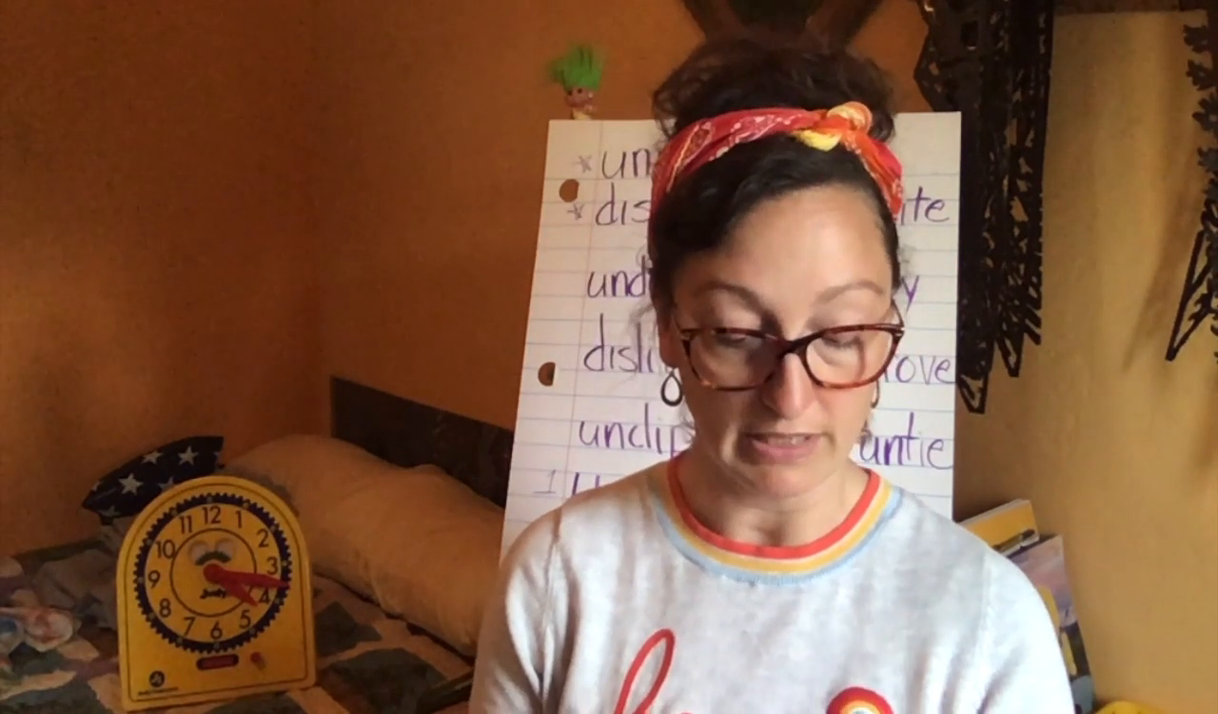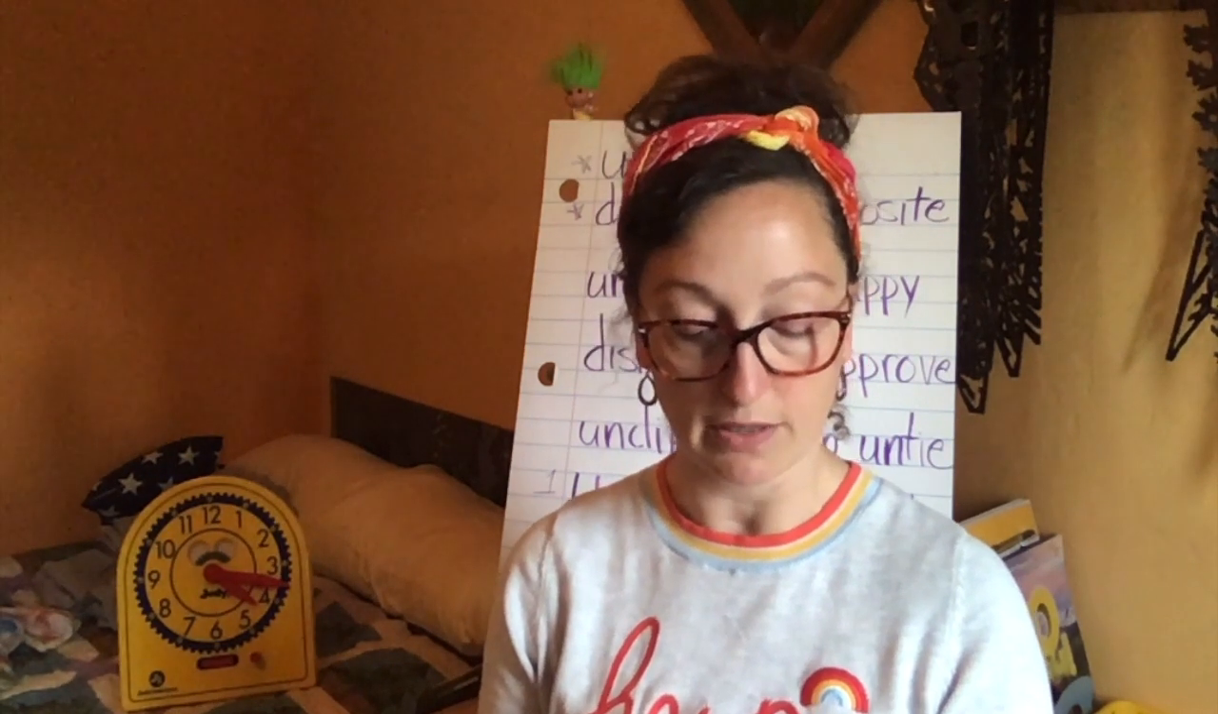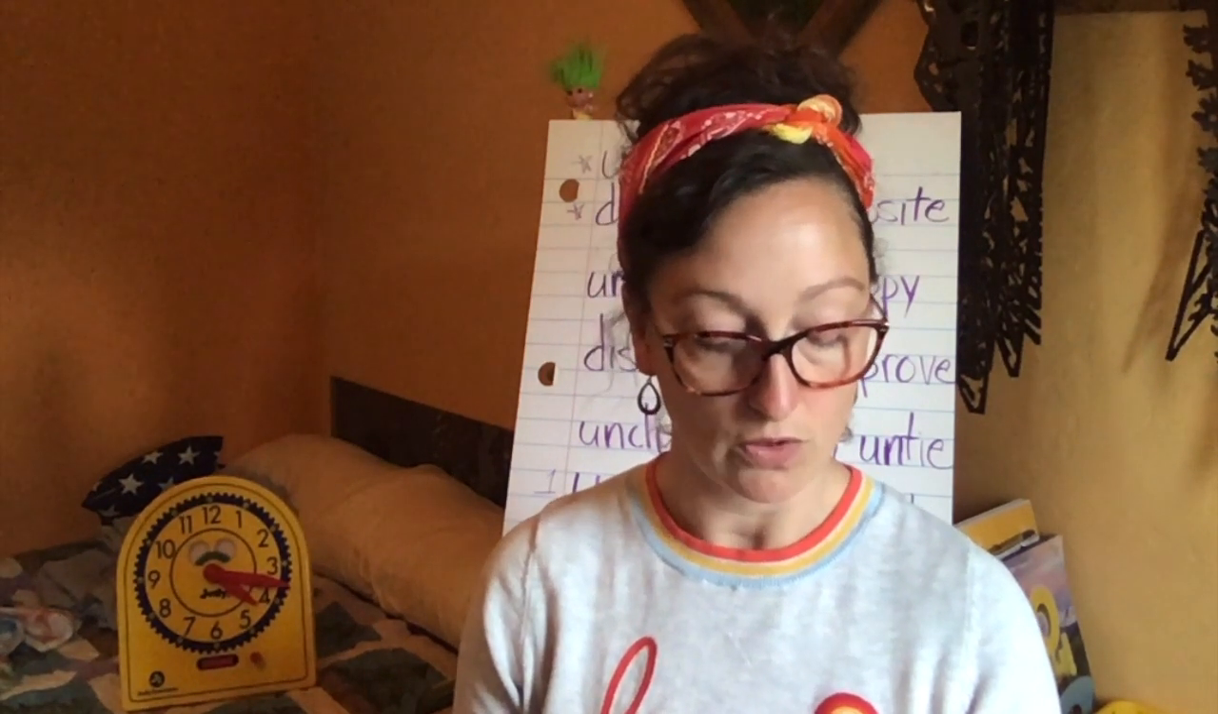And then we have a few more. Let's go. Environment, we know what that one means, the community and areas around you. And then operate, to function or behave in a particular way. So how we operate in our classroom, we know our routines and our rules, so that's how we operate.